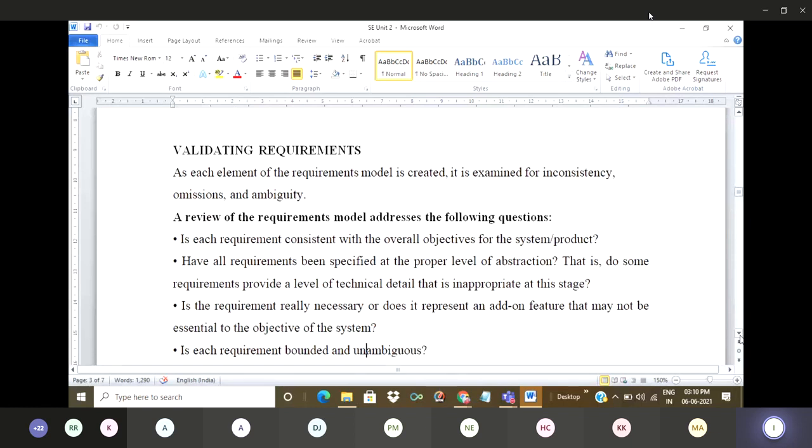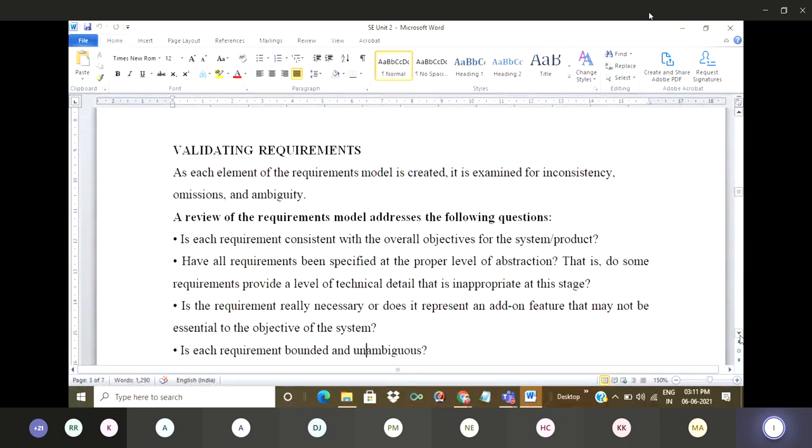So next title is validating requirements. So how do we validate? As each element of the requirement model is created, it is examined for inconsistency, omission, and ambiguity. So if you want to validate certain things, we have to follow the questions. To review the requirement model, address the following questions.